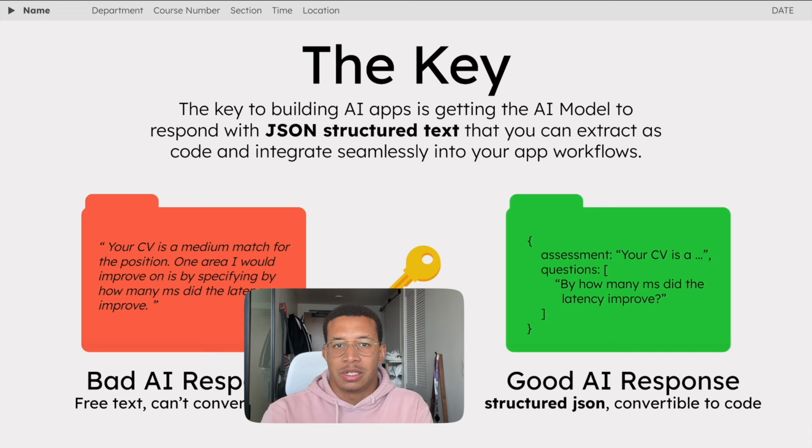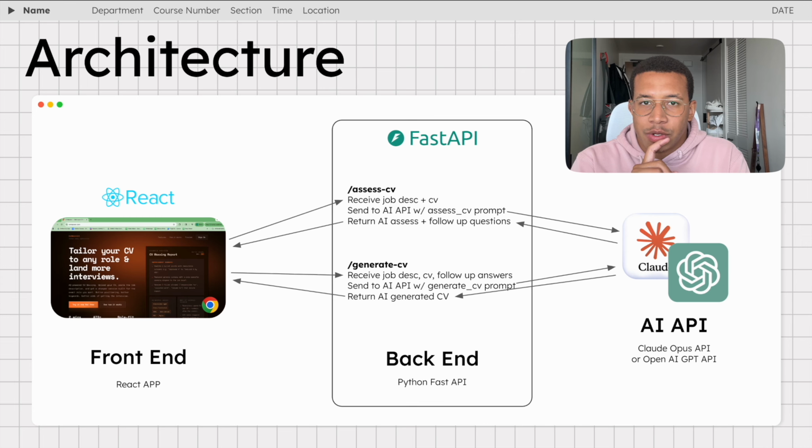Each element is a follow-up question that it wants us to answer. By having the AI respond to our questions in this structure, we'll be able to extract each of these fields individually and create workflows around this information. So we're going to learn not only how to build an app around that, but also how to get the AI to return data in this format. Let's go ahead and get started.